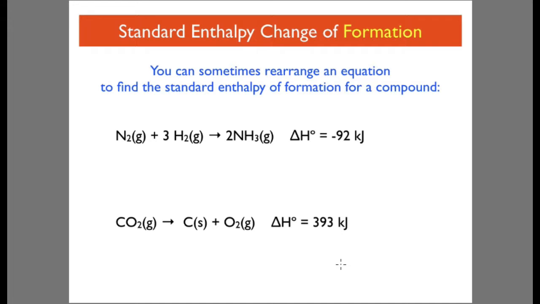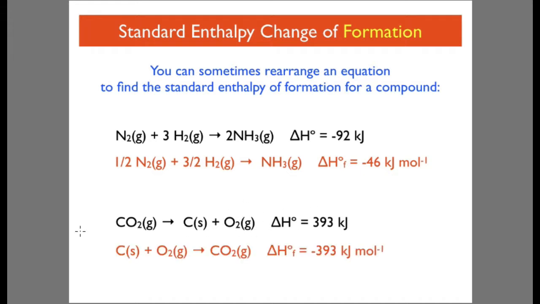You can sometimes rearrange an equation to find the standard enthalpy of formation of a compound. For instance, here, and we looked at this before, we're making 2 moles of ammonia, so this is no good. But if we just halve everything, then we're only making 1 mole. So for half this enthalpy, we get the enthalpy of formation. And here we've got carbon dioxide gas giving us carbon in its standard state and oxygen in its standard state. So if we just reverse the equation, you're going to end up with the standard enthalpy of formation. So we're just sticking a minus sign in front of the change in enthalpy.